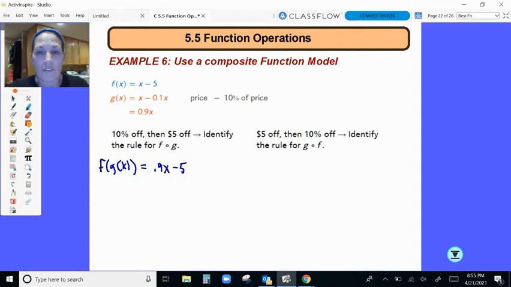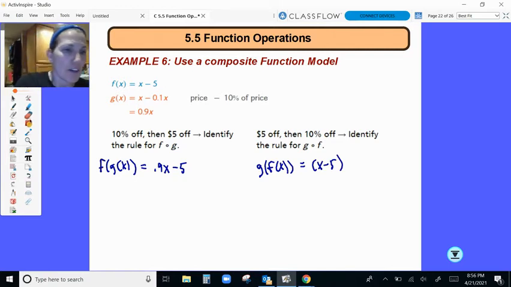Well, what if I flip it around? What if I want the $5 off first and then take the 10% off? That's my rule for g of f of x, okay? That rule is going to be taking my $5 off first, then my 10%. So I'm going to plug that in. Oh, sorry, I had the wrong one here. We take our 0.9 and then substitute that x minus 5, right? So we're taking 90% of our x minus 5. So $5 off our price first, and then taking 90% of it. Okay, so that's the rule for that.